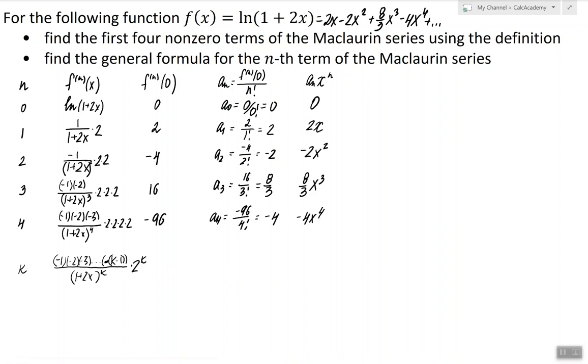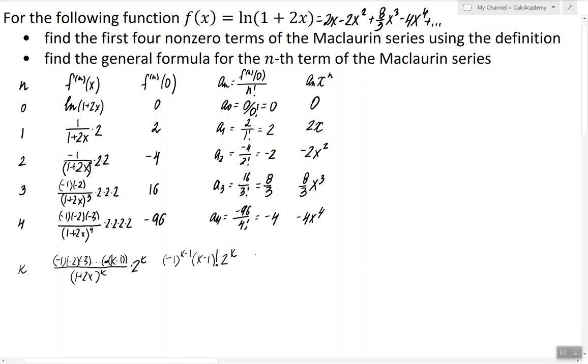So evaluating that at 0 just basically gets rid of the denominator. So I'm still going to have negative 1 to the power k minus 1 factorial times 2 to the power k. So that's the value of the kth derivative at 0.